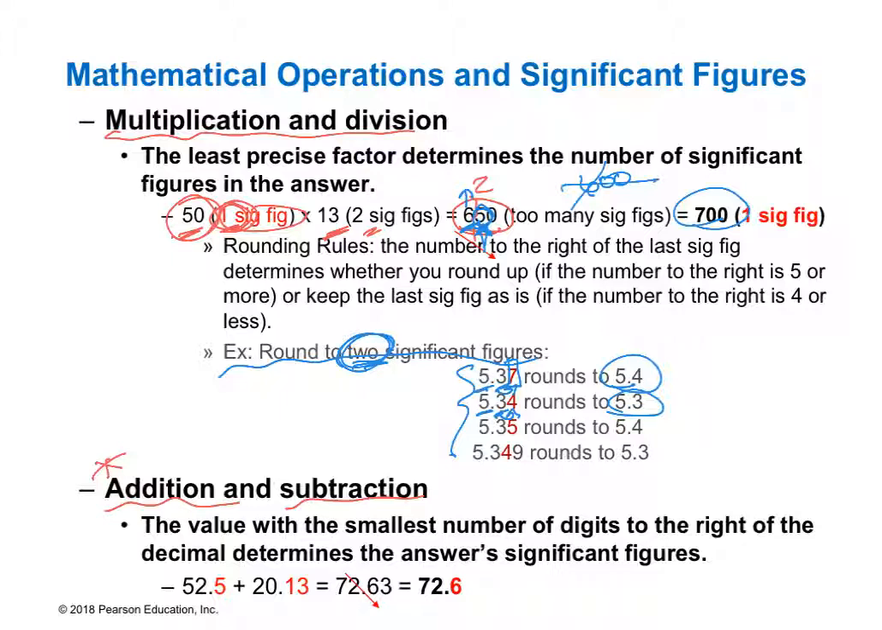Never round down, okay? You're either going to keep it the same or you're going to round it up. 5.35, there we go. As long as it's 5 or greater, it's going to round up. And in this one, 2 sig figs, you only look 1 digit to the right, and that's a 4, so you just keep the number.